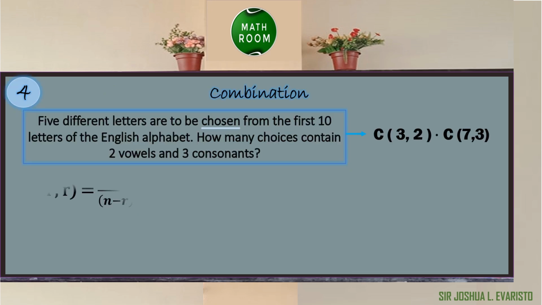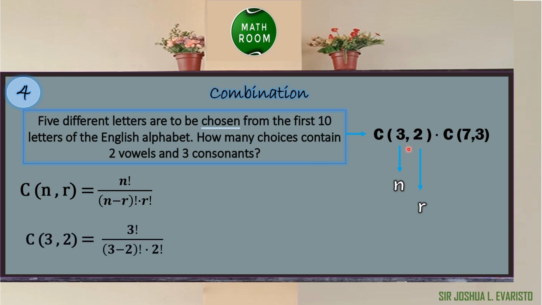Applying the formula for combinations, which is combination of n, r is equal to n factorial over quantity n minus r quantity factorial times r factorial. Let us first solve combination of 3, 2. So n is equal to 3 and r is equal to 2. By substituting the given values of n and r, we have combination of 3, 2 is equal to 3 factorial over quantity 3 minus 2 quantity factorial times 2 factorial. Evaluate 3 minus 2, which is equal to 1, so we have 3 factorial over 1 factorial times 2 factorial.